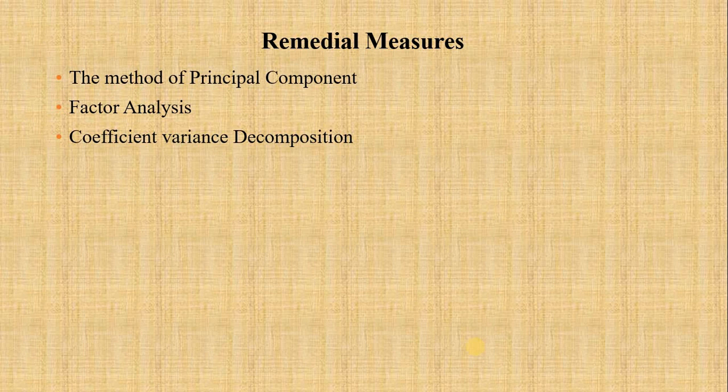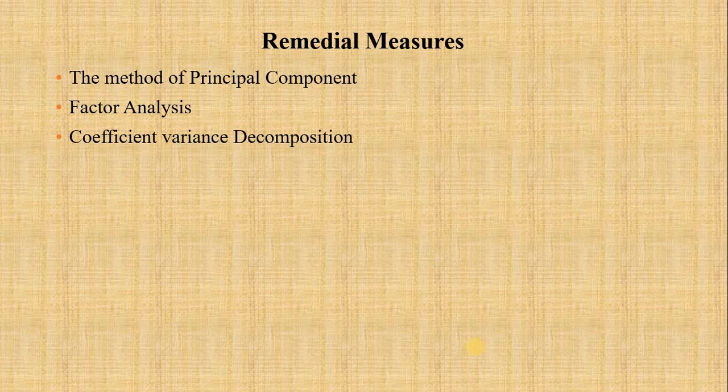Then the most crucial method to remove this multicollinearity is the method of principal component analysis and the method of factor analysis. So these two methods are the most powerful methods. I'm not going to discuss the details, because they are very complex methods. And the last one is the coefficient of variance decomposition. So these are all certain methods used to remedy the issue of multicollinearity.